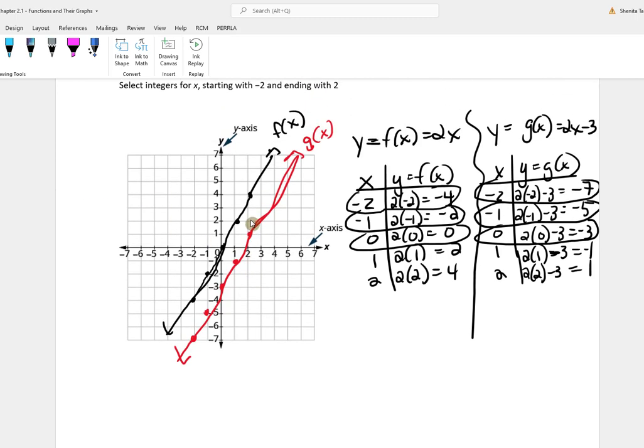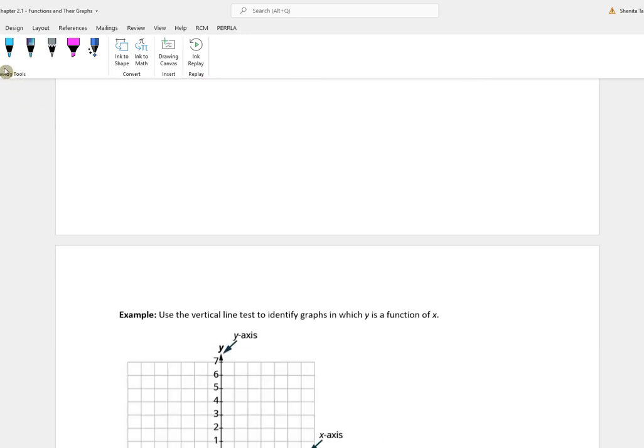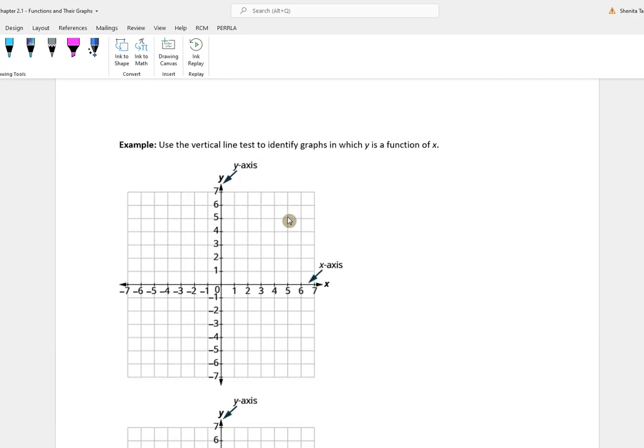Alright, so now we're going to talk about how to use the vertical line test to identify functions. If any vertical line intersects a graph in more than one point, the graph does not define y as a function of x. So let's do a problem. Let's say you have this U-shaped graph.